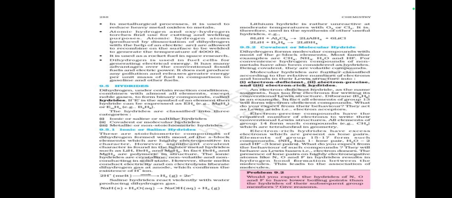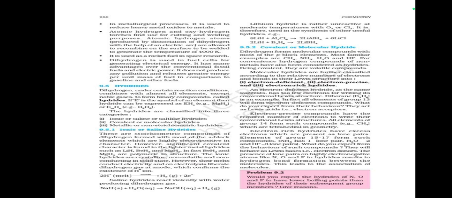Covalent or molecular hydrides. Dihydrogen forms molecular compounds with most of the p-block elements. Most familiar examples are CH4, NH3, H2O, and HF. For convenience, hydrogen compounds of nonmetals have also been considered as hydrides. Being covalent, they are volatile compounds.